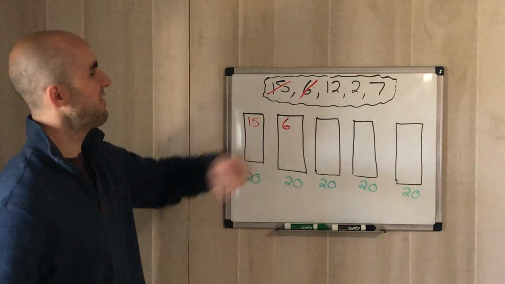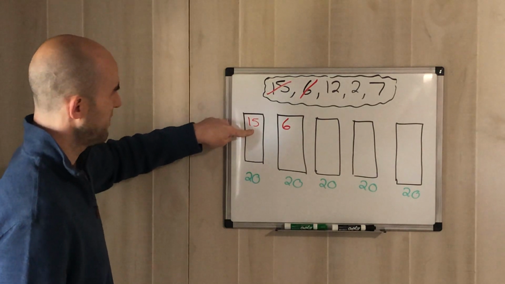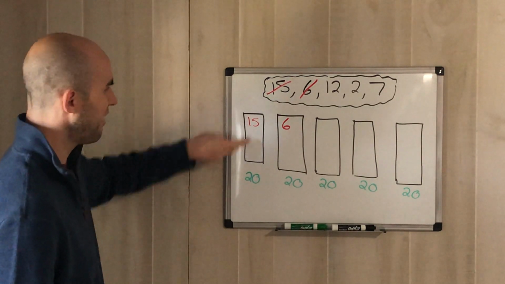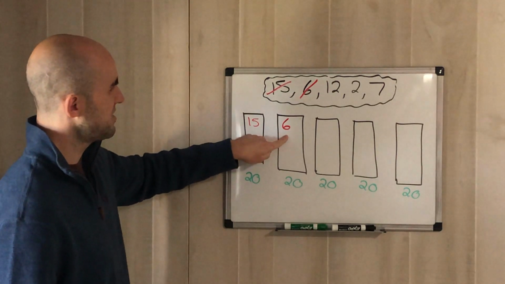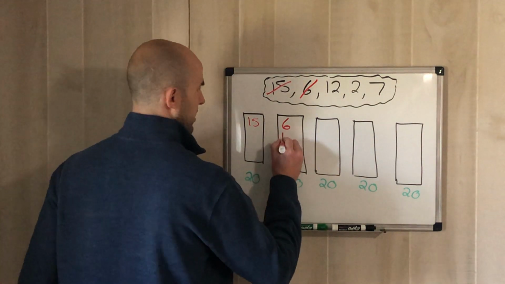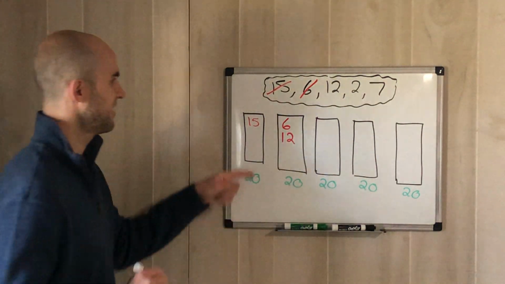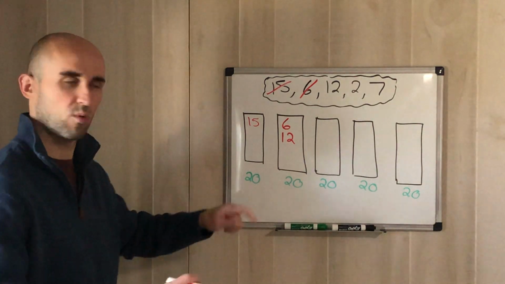Next, we have 12. We know 12 can't fit in the first container, because 15 plus 12 is more than 20, so it can't go in there. But 6 plus 12 is 18, so it can go in the second container. We can fit that in there. Because 6 plus 12 is 18, and the container can hold 20, we're still good.